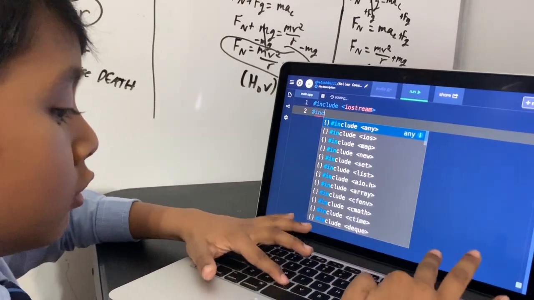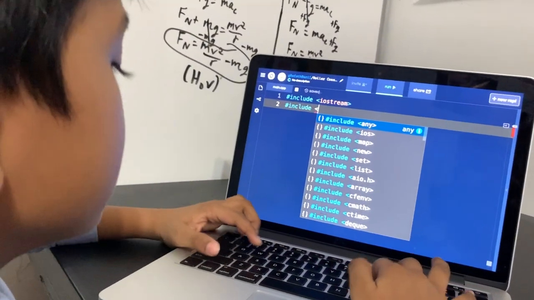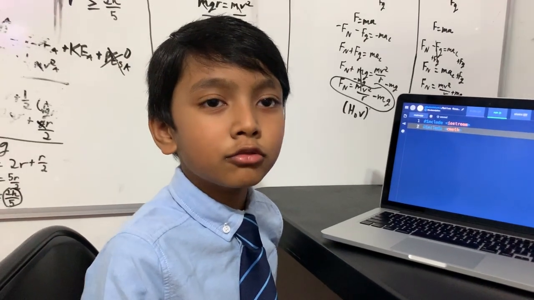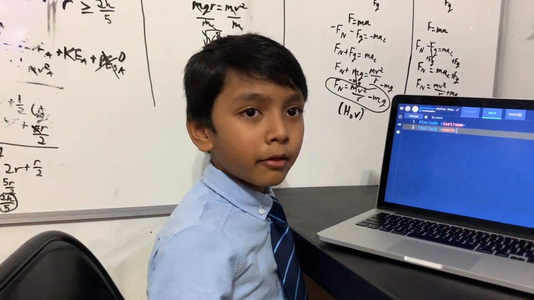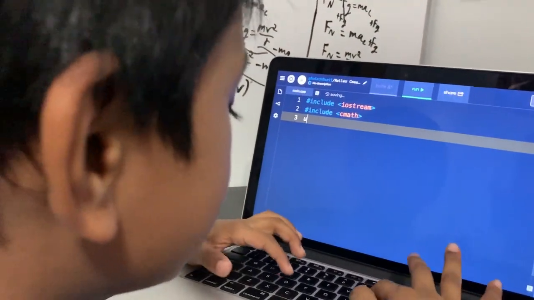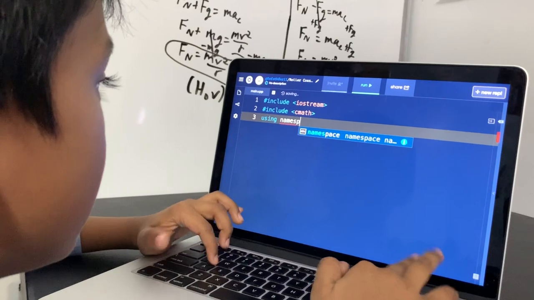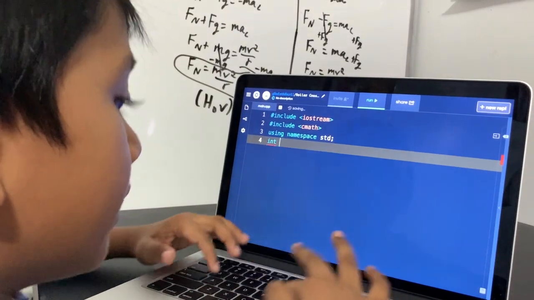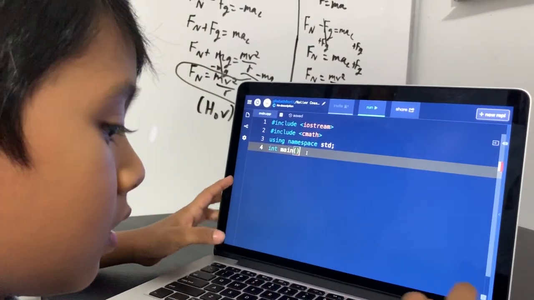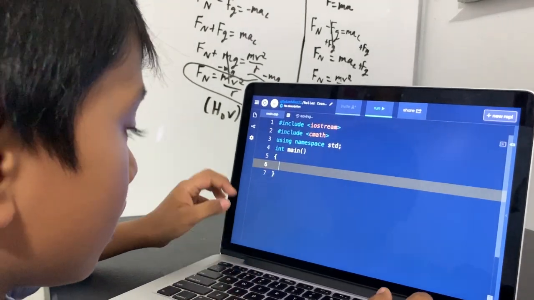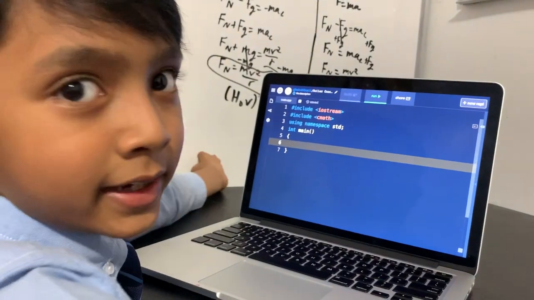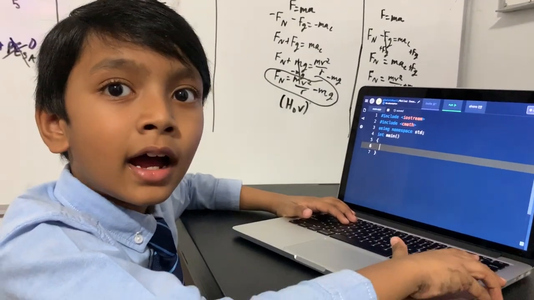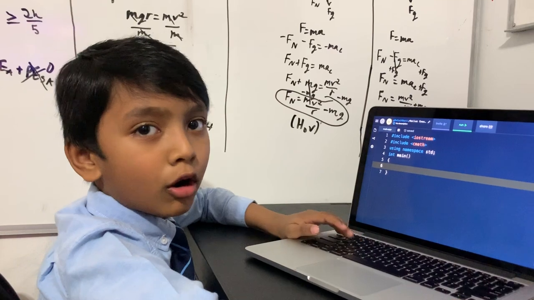Now, hashtag include cmath. And do you know why? So that the computer knows what it's doing when we enter square root. Using namespace std. int main. Calm down, C++. It's just incomplete. Stop showing red things. And by the way, if you see red things under your code, that means there's something wrong with it.